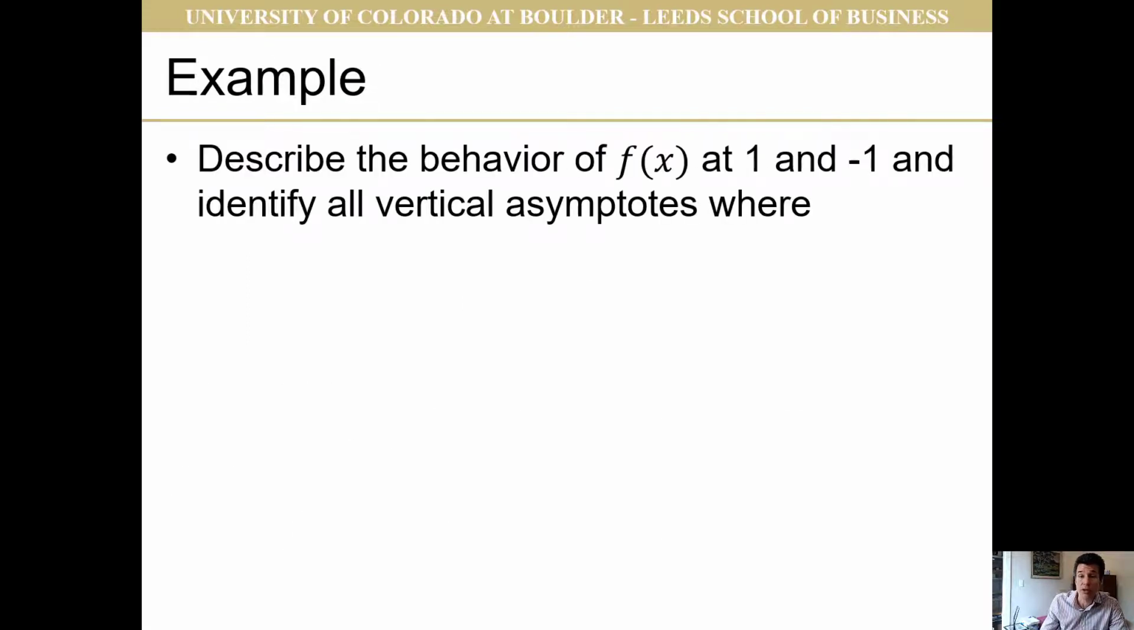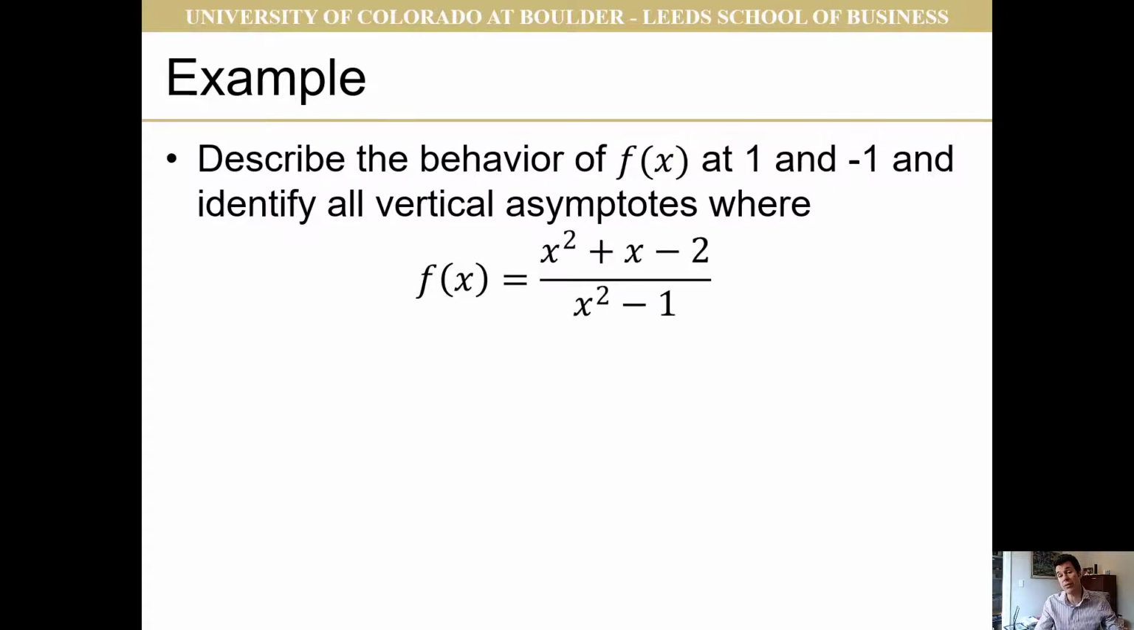So we want to describe the behavior of the function f of x at 1 and negative 1 and identify all vertical asymptotes, where the function is (x squared plus x minus 2) over (x squared minus 1). Now, again, why are those points interesting? Because those are the zeros or roots of the denominator.